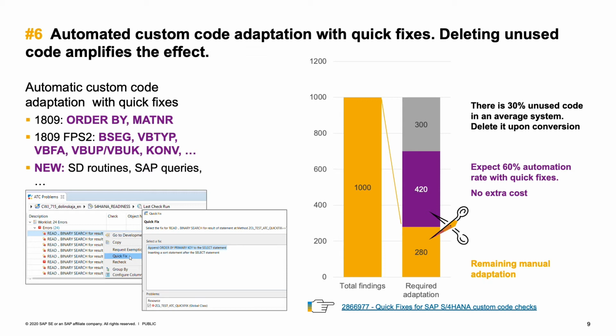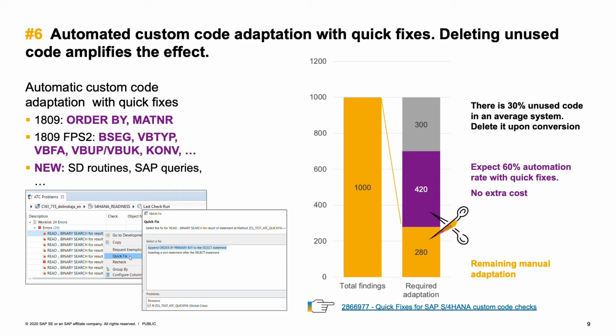These code checks are integrated into the ABAP test cockpit, or in short ATC, and the results of these ATC runs are integrated in the ABAP development tools for Eclipse. And you can navigate through this result set to adjust your custom code when your conversion project is underway.